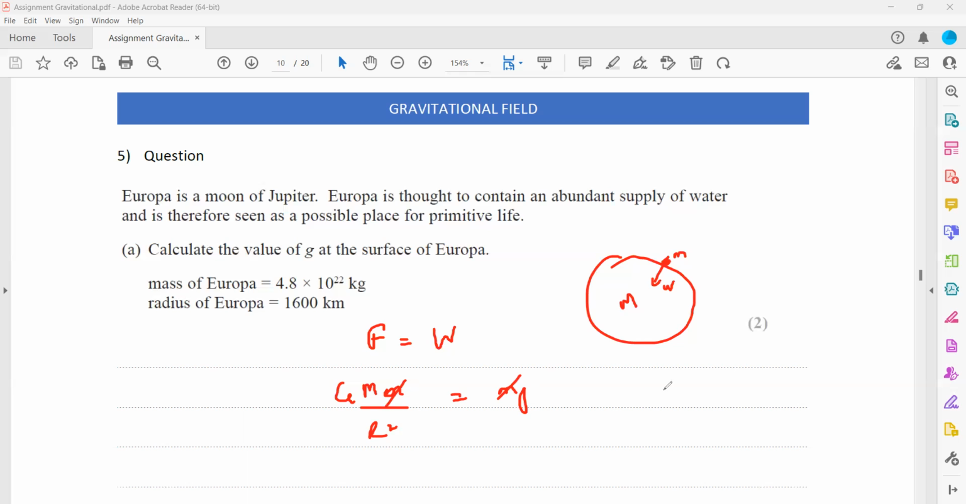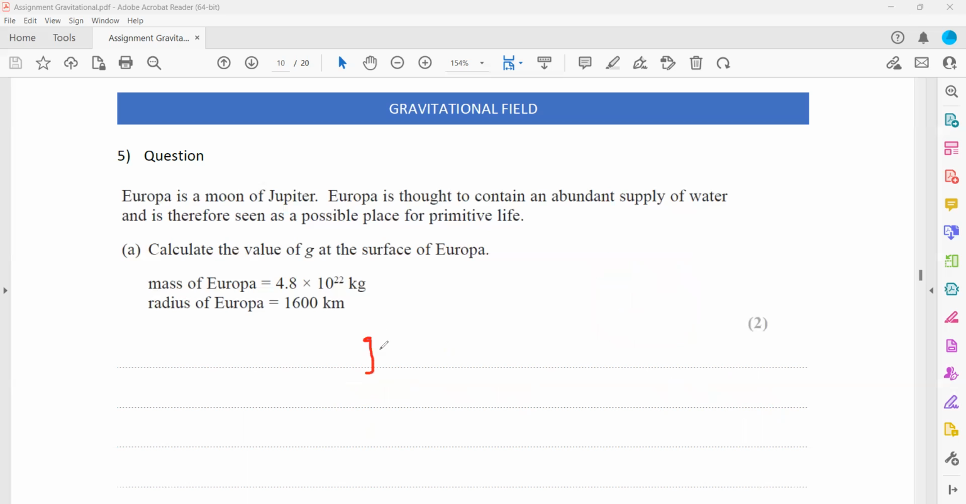So m will cancel with m. So g, the strength of gravity, is capital G times the mass of the planet over r squared. We just have to use this formula: the value of gravity, the gravitational field strength, is equal to G times the mass of that stellar object over r squared. The value of G is a constant you will be given in the exam.